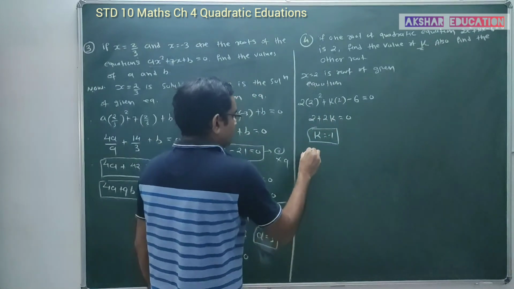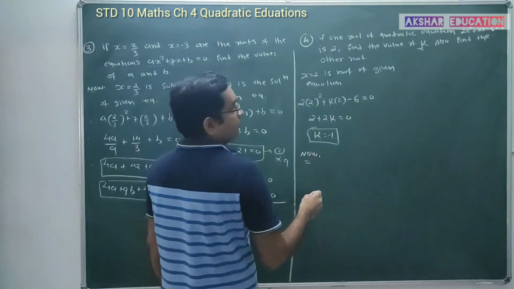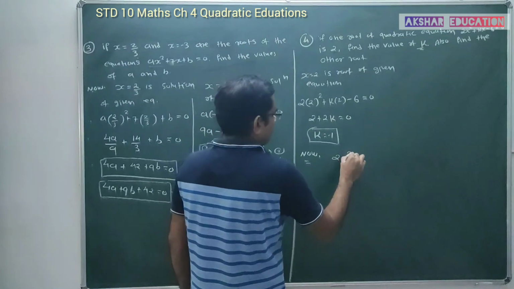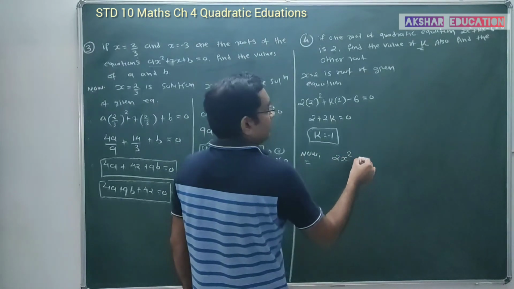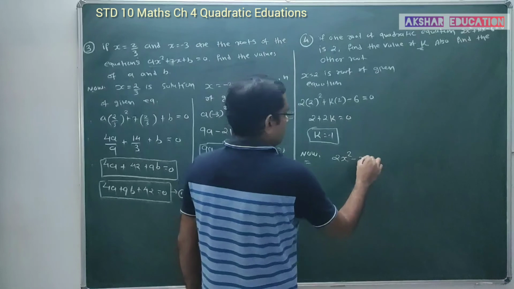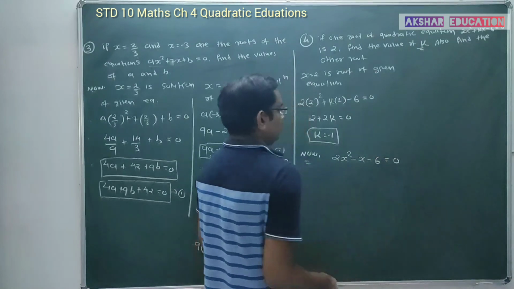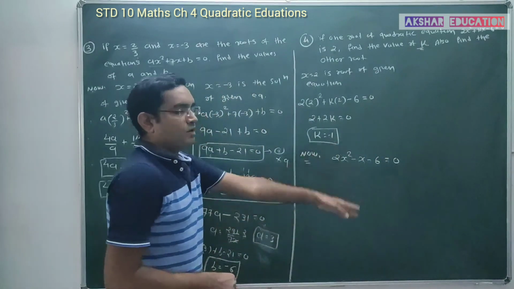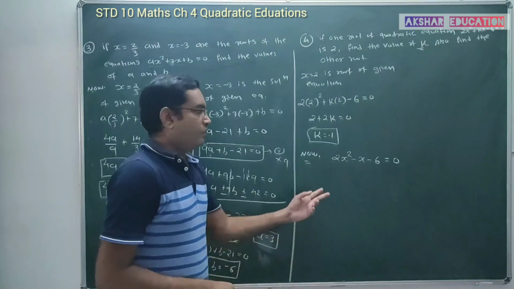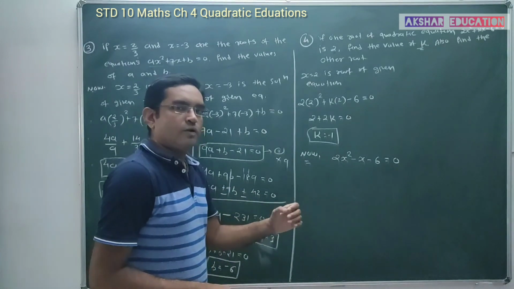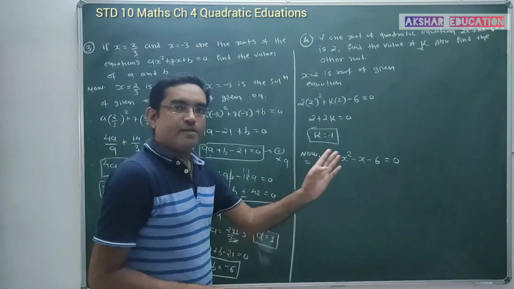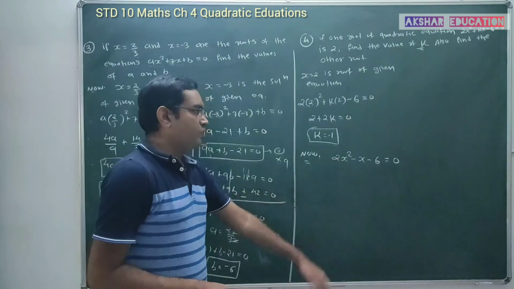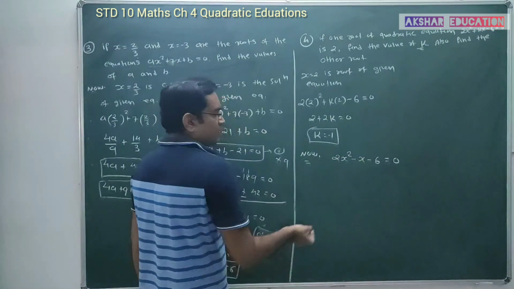And therefore, our equation is now converted into 2x square plus kx, and k is minus 1, so it's minus x minus 6 equal to 0. So for this equation, find the other root. You have to solve this equation. We will study how to solve any quadratic equation in our next video. But for this, you can easily solve this equation by splitting the middle term.